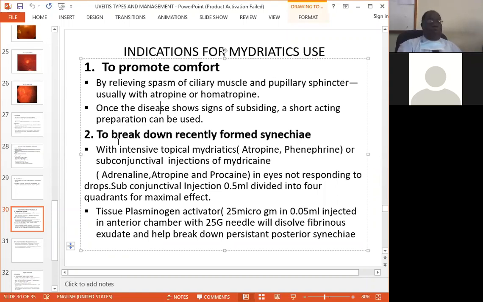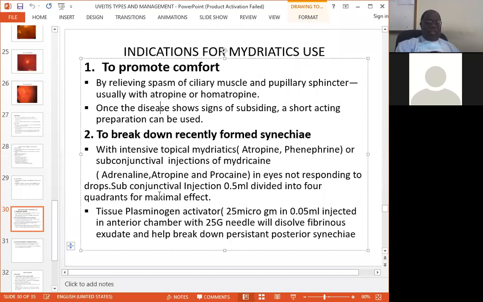It also helps to break down recently formed synechiae, where the iris is stuck. So the use of this is to break down the recently formed synechiae with intensive topical mydriatics, atropine, epinephrine, or subconjunctival injection of mydriatics, adrenaline, atropine, procaine, in eyes not responding to drops. You may use these. These are injectable. We inject subconjunctival and have the same effect.